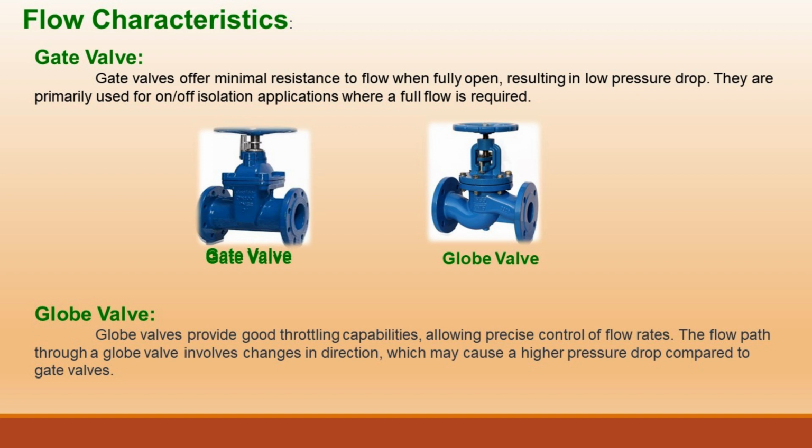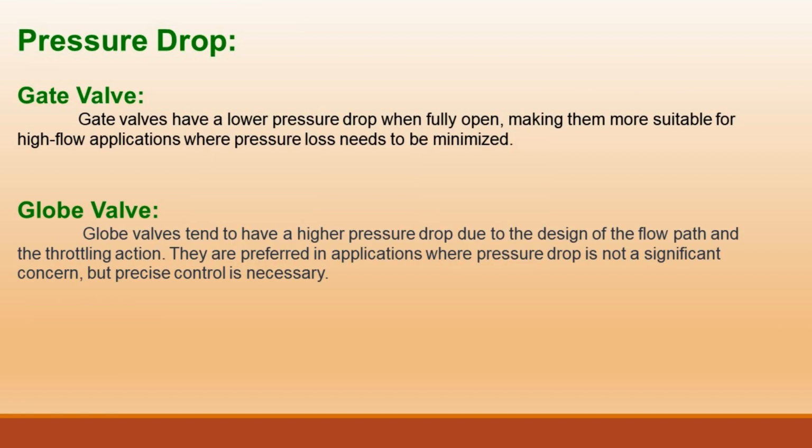Globe valve. Globe valves provide good throttling capabilities, allowing precise control of flow rates. The flow path through a globe valve involves changes in direction, which may cause a higher pressure drop compared to gate valves. Pressure drop. Gate valve.